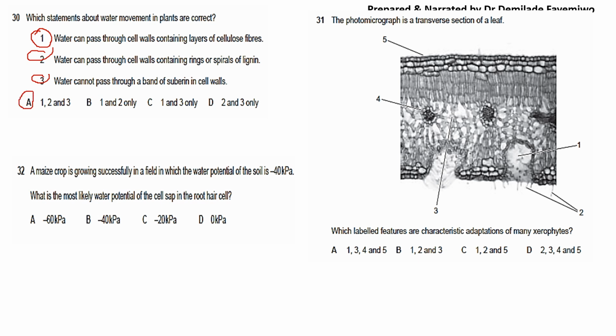And then for number 31, the photomicrograph is a transverse section of a leaf. This is something I often tell students to just memorize, the images of xerophytes and what they look like, because you might know the different things that make up a xerophyte, but you might not be really sure of what they look like in a photomicrograph. However, let's say you don't have the bandwidth to memorize it because you're just tired and you've been studying for a long time. So, what can you do?